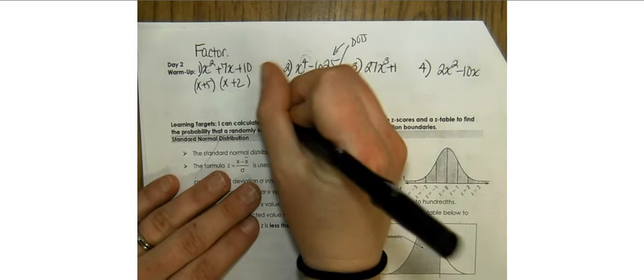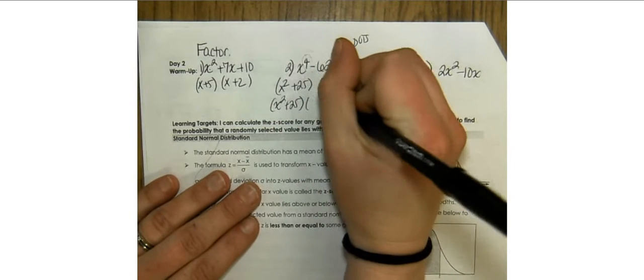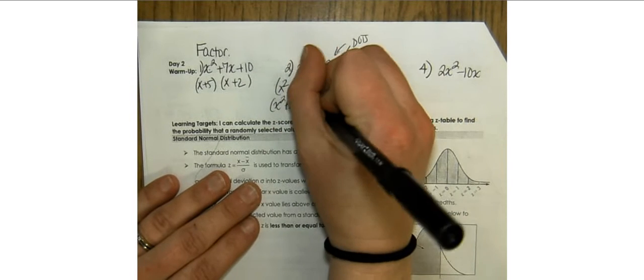So I'm still going to have x squared plus 25. This is not a difference of two squares since they are being added together. But I'm going to split apart the x squared minus 25 into an x plus 5 and an x minus 5. And that is your full factorization.